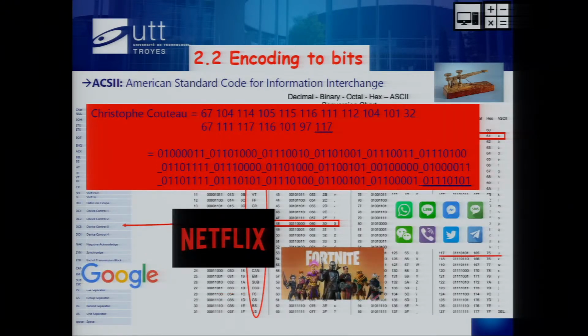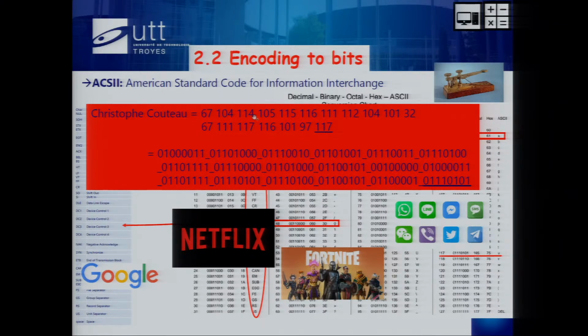So for instance, if I write my name with capital letters, these would be the letters in a decimal line. So 67 is capital C. So you find it for Christophe, you find it for my name Couteau. And for instance, you can see that 117, which is underlined, is the small u, which you can find at the end of my name, or you can find it here as well.